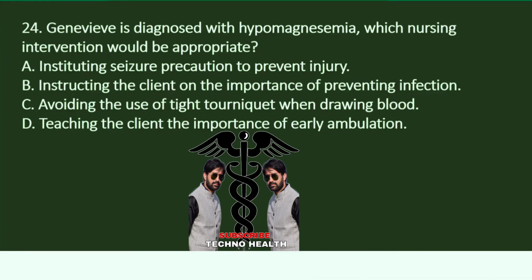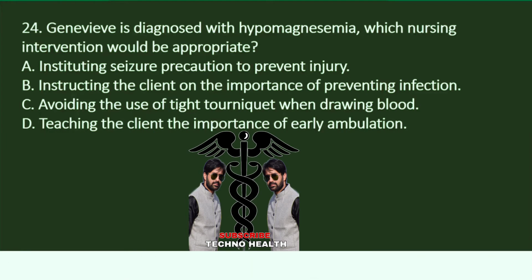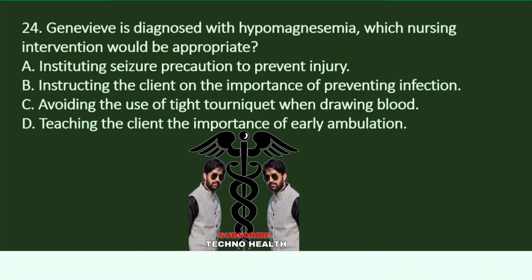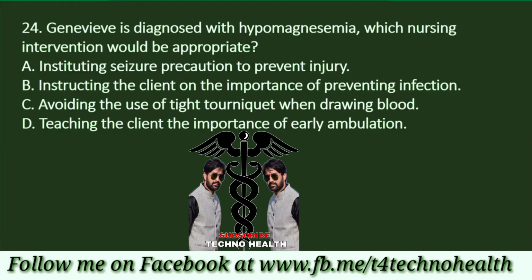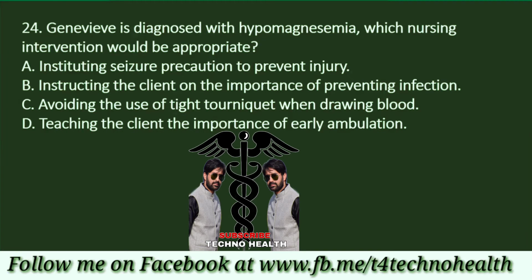Question 24. Genevieve is diagnosed with hypomagnesemia. Which nursing intervention would be appropriate? A. Instituting seizure precaution to prevent injury. B. Instructing the client on the importance of preventing infection. C. Avoiding the use of a tight tourniquet when drawing blood. D. Teaching the client the importance of early ambulation.